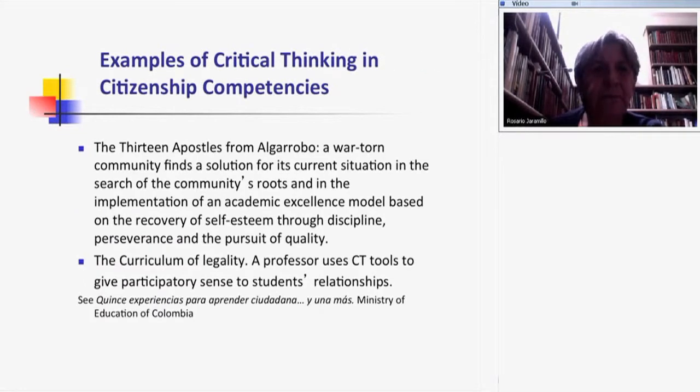Other kinds of examples that took place in Colombia, those are the ones that I know of, since I live here and I've been working with teachers for many years, are examples where teachers, you can find also these at the Ministry of Education platform of Colombia, in a book called 15 experiencias de educación ciudadana y una más, 15 experiences of citizenship education and one more.